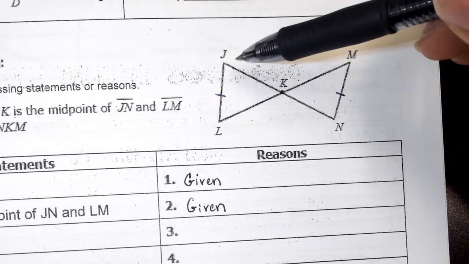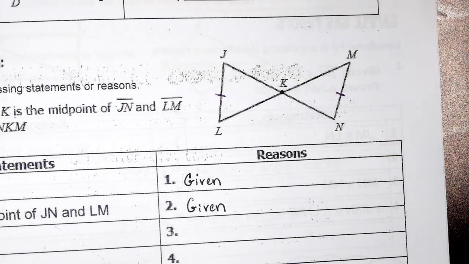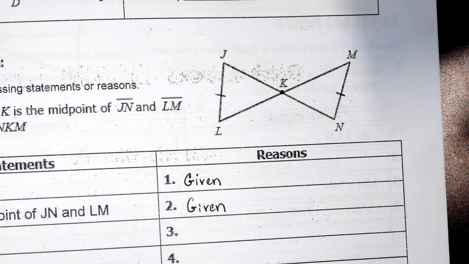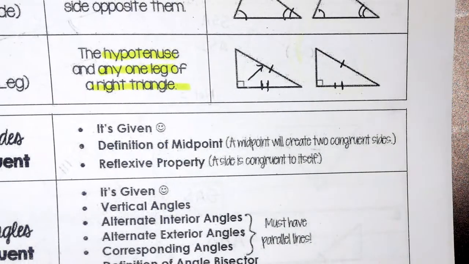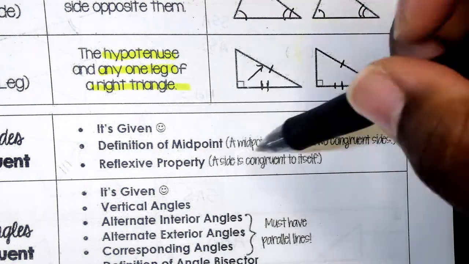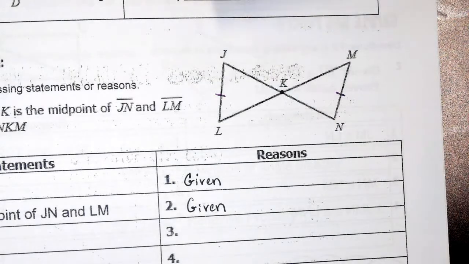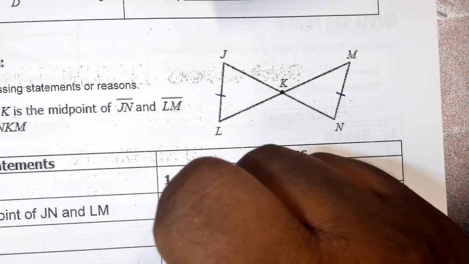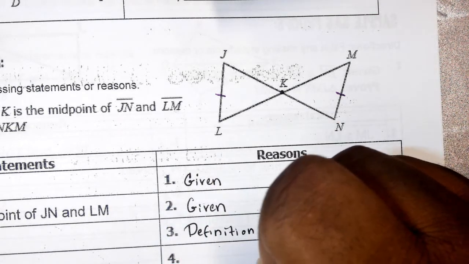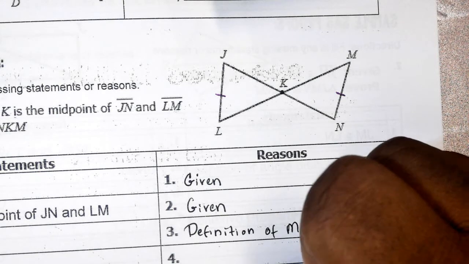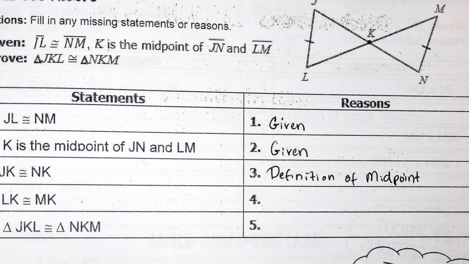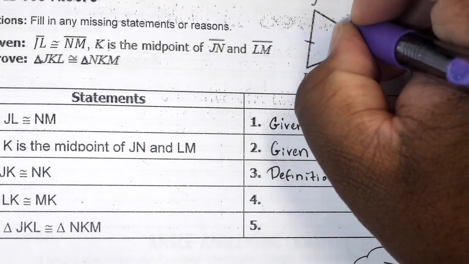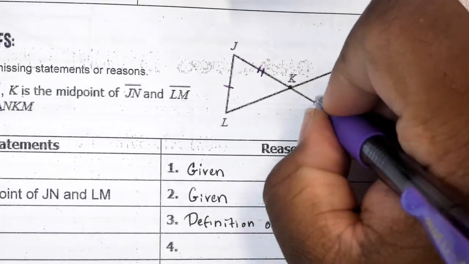How would I know that segment JK is congruent to segment NK? Because K is the midpoint of JN, right? So look at your reference sheet. What reason would you use to say that you know that JK is congruent to NK? Definition of a midpoint. It says a midpoint will create 2 congruent sides. And once you do it, anytime they call stuff congruent, you need to mark it on your actual proof. They call JK congruent to NK, so I'm marking that on my proof.